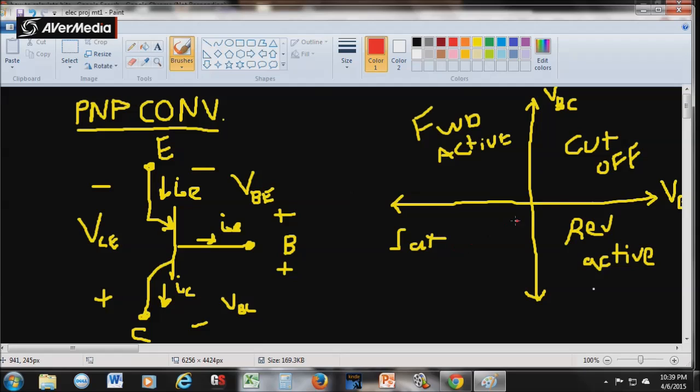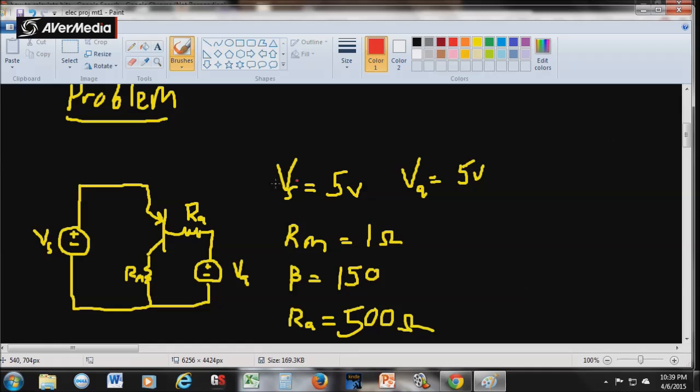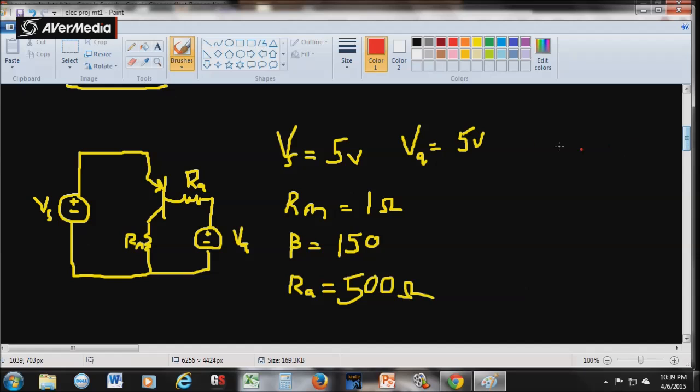The next thing to know is that the PNP transistor can work in a couple of different states. We have the forward active, the cutoff region, the saturated, and the reverse active. The problem asks what state this transistor is functioning in with the following conditions: VS at 5 volts, VA at 5 volts, RM at 500 ohms, and an RM at 1 ohm, with a beta of 150.